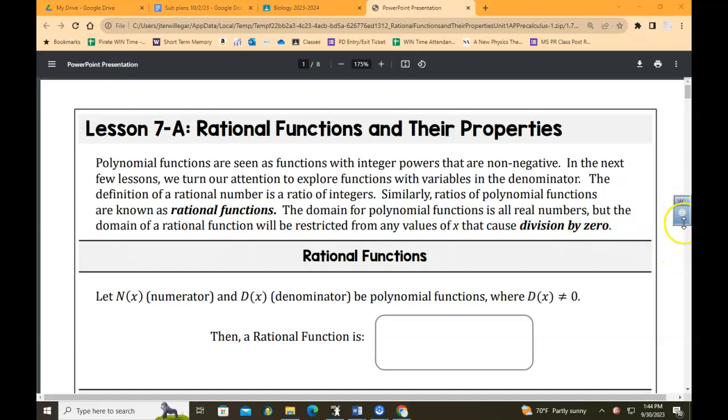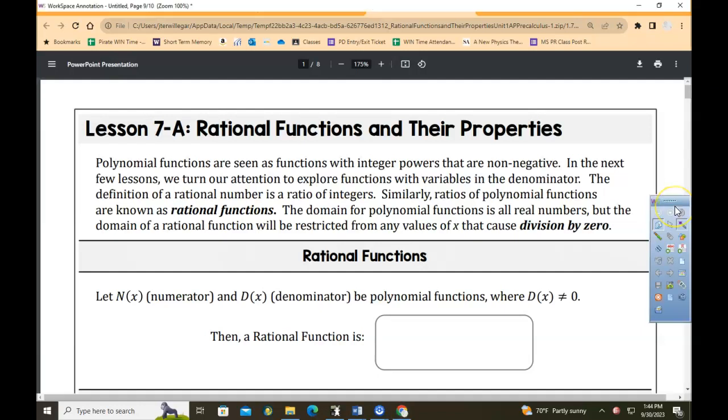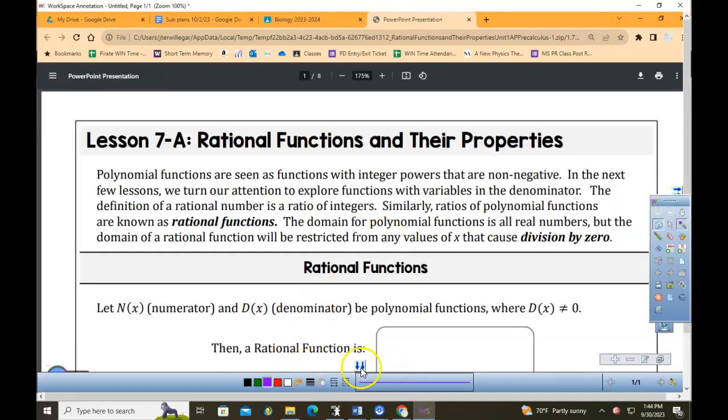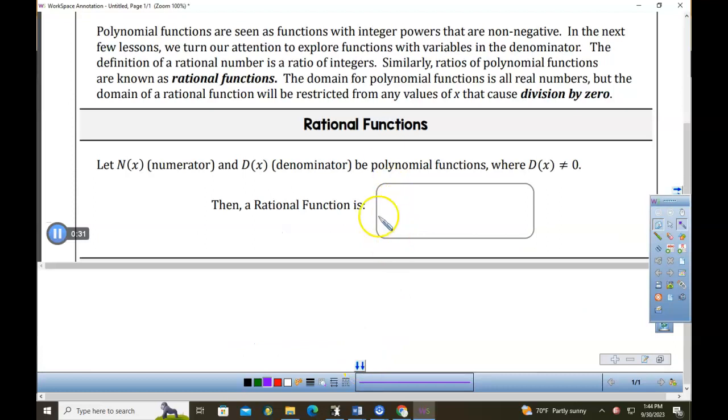Let's get to it. We are going to define any rational function as any r of x. R stands for rational. Let's be rational about it. Where we have our numerator n of x divided by our denominator d of x, where d of x cannot equal 0 because we can't divide by 0. If you don't believe me, grab a calculator and try it. See what happens. That shouldn't be new, but this is going to be some notation we're going to talk about.